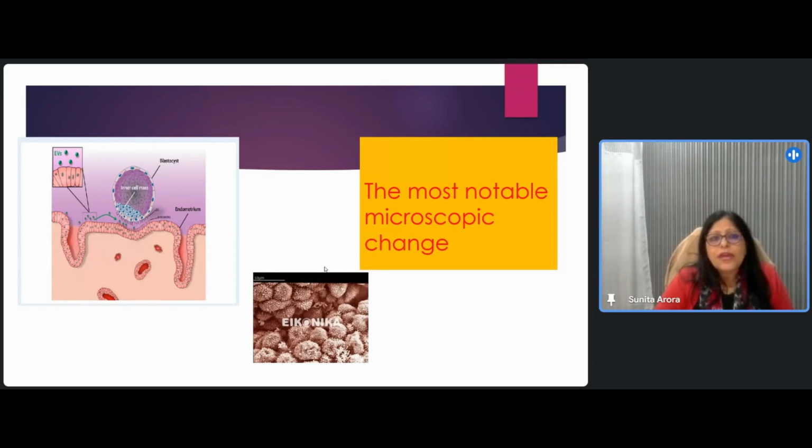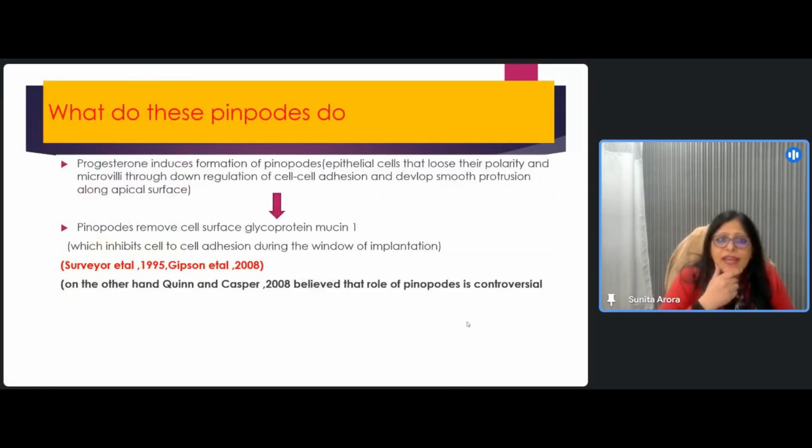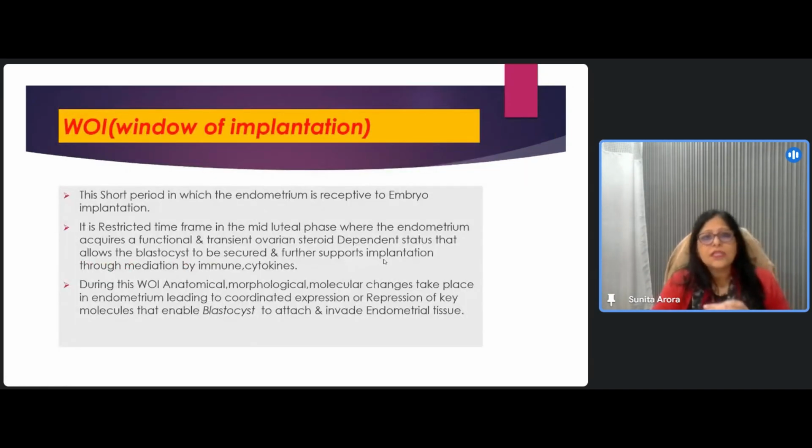If you look at the electron microscopy features of endometrium, this is how pinopods will look like. These are small pinopods which can be seen microscopically on the endometrium, and they are progesterone induced formation of pinopods. These are basically epithelial cells that lose their polarity and microvilli through down regulation of cell adhesion and develop smooth protrusion along the apical surface. So pinopods remove cell surface glycoprotein mucin 1, and this is how they help in implantation of the blastocyst on the endometrium.